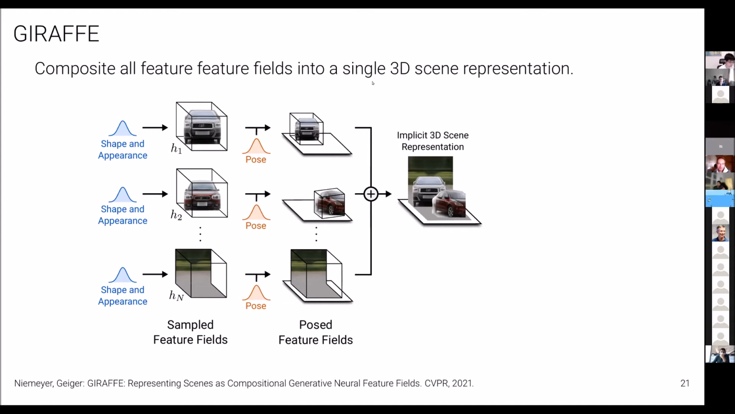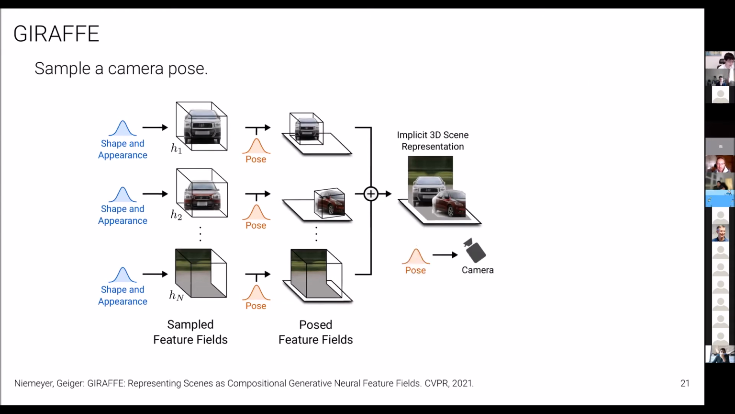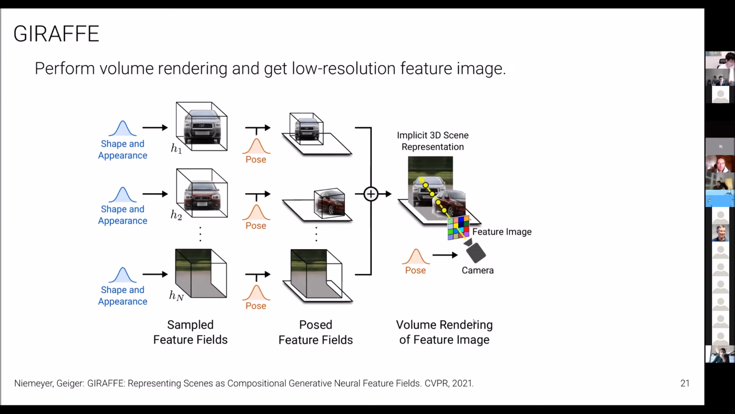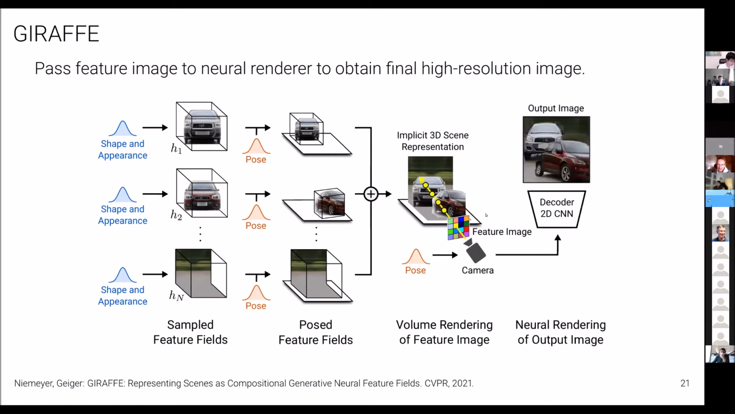We composite all feature fields into a single 3D scene representation, and then sample a camera pose. Let's say this is our sampled camera pose. And then we perform volume rendering in order to get a low resolution feature image. And then we have this bespoke 2D decoder that upsamples this feature image. Here we are still in the feature space, not in the RGB space. But then we upsample this and output the final RGB color image.